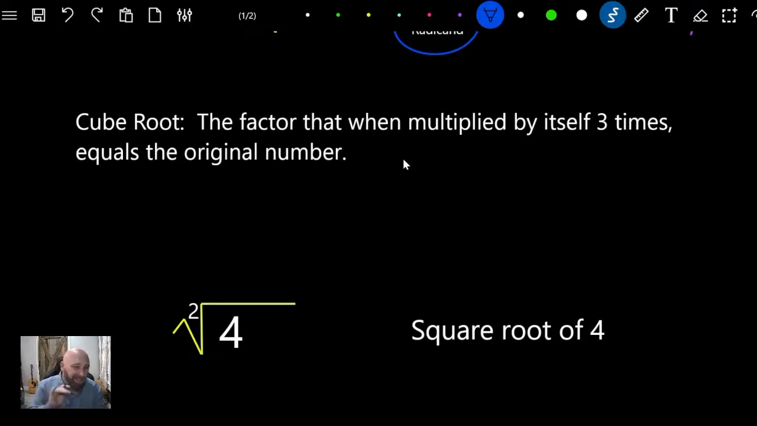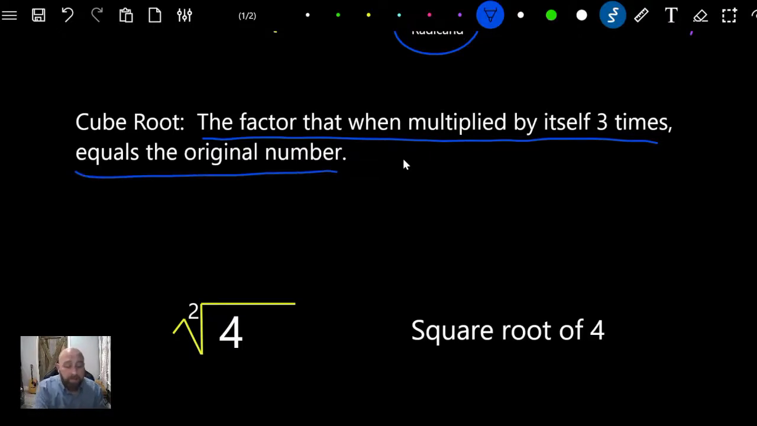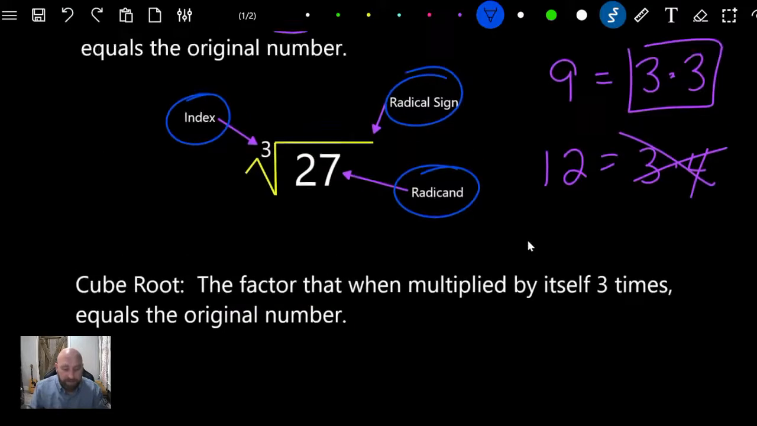I kind of talked a little bit about what it is, but I wrote it here: the factor that when multiplied by itself 3 times. Remember, the square root is when you do it 2 times. The cube root is when you do it 3 times. So let's check this out right here. What is the cube root of 27? Well, watch this. The cube root of 27 equals 3 times 3 times 3. So the cube root of 27 is 3.